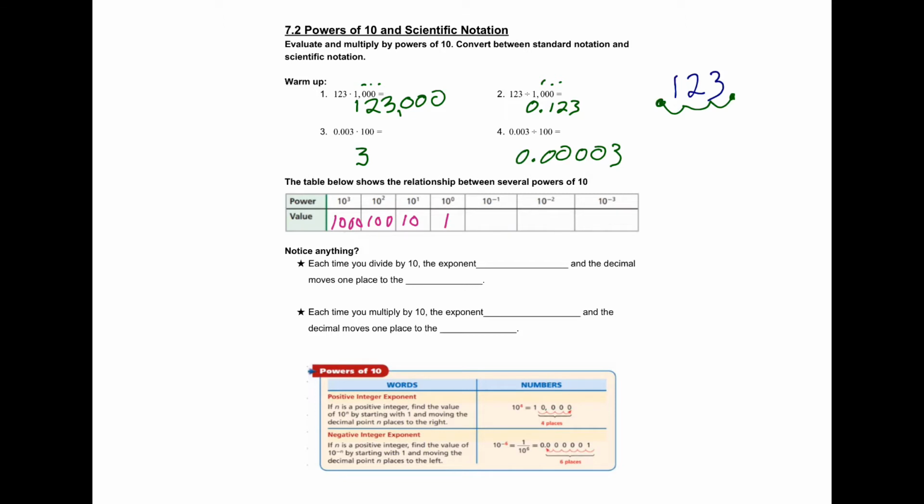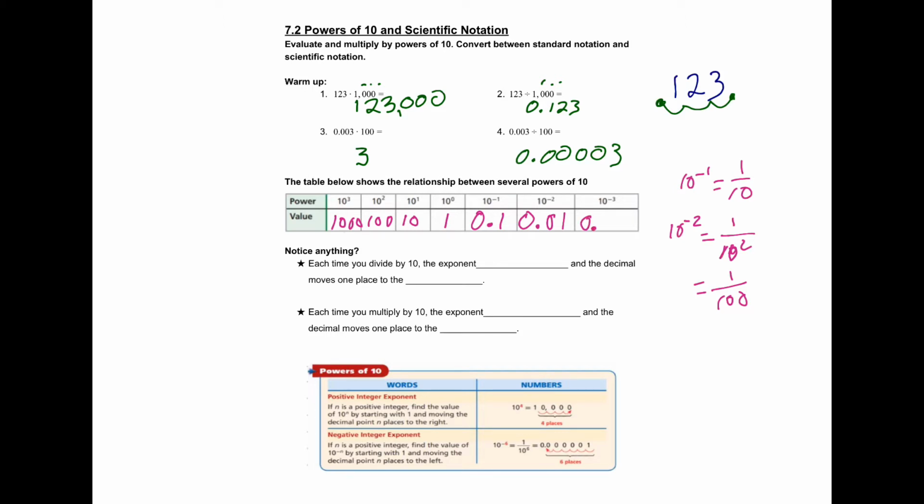So 10 to the negative 1 also works that same way. Remember, a negative exponent flips the fraction, so 10 to the negative 1 equals 1 over 10, which as a decimal is just 0.1. 10 to the negative 2 is going to be 1 over 10 squared, which is equal to 1 over 100, which is 0.01.